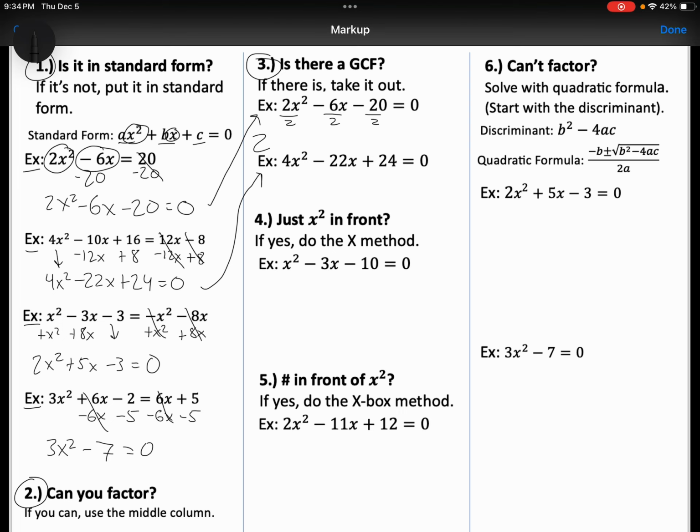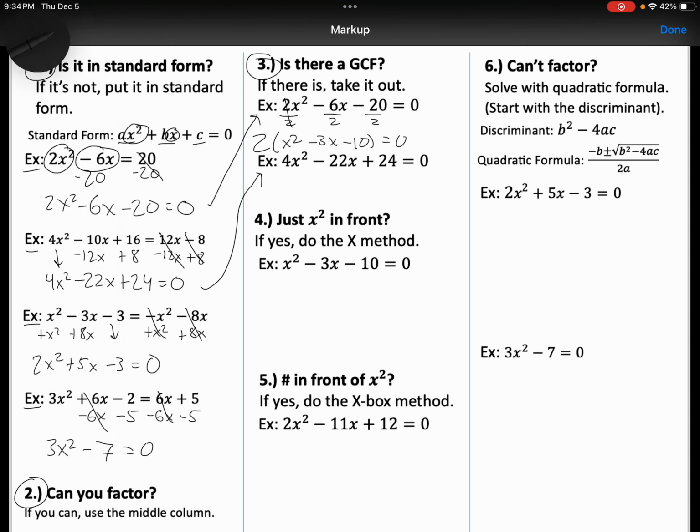So I'm going to put a 2 in front of parentheses, divide each of these by 2. This would give me x squared. Negative 6x divided by 2 would give me negative 3x. And negative 20 divided by 2 would give me negative 10. So when I take out the greatest common factor of 2, I'm going to get x squared minus 3x minus 10, which is this one down here.